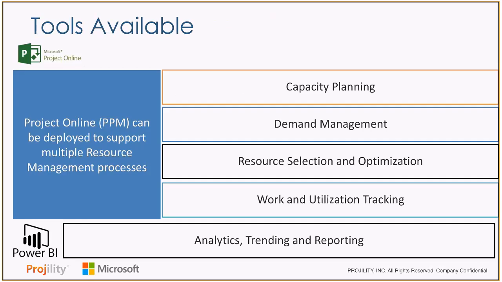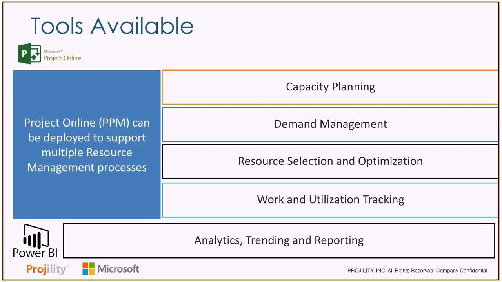So there are tools available within the Microsoft suite of products that can help you address this. At the top, we have Project Online, and Project Online is Microsoft's project portfolio management solution, which most of you are familiar with, that can be deployed to support different kinds of resource management processes. The first of those is that capacity planning. So one of the first things we'll show you in our demonstration is how you can go in and look at the capacity of a team, what people are working on, and what's the demand behind that.